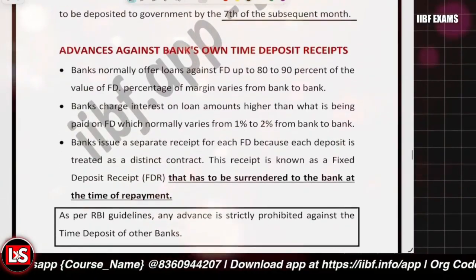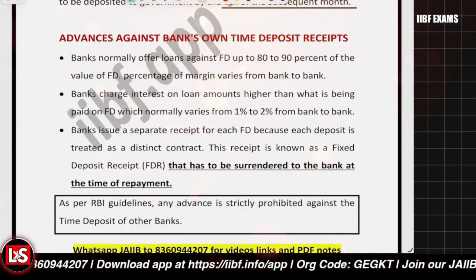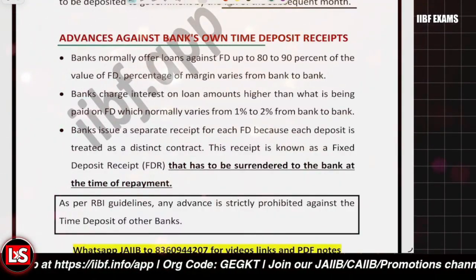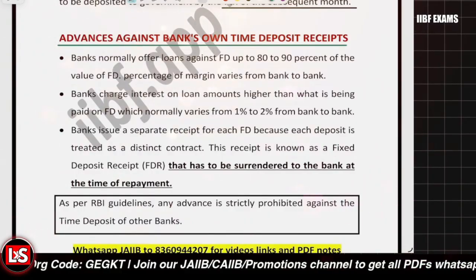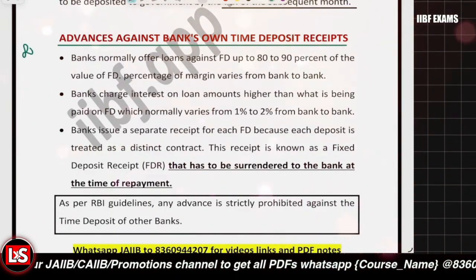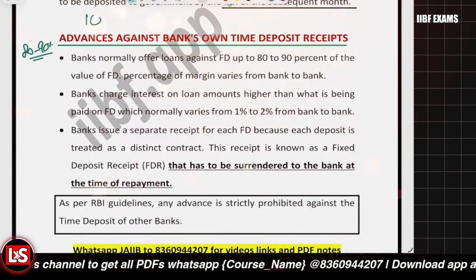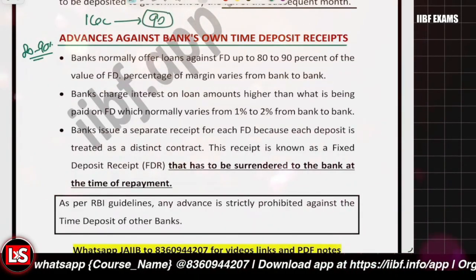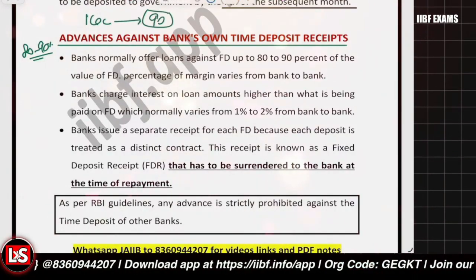Then it's related to advances against the bank's own time deposit receipt. Now see, an advance can be given, but only against your own time deposit receipt, not against other banks' receipts. And what is the quantum that can be financed? It is 80 to 90%. Means, let's say if your FDR is 1 lakh rupees, you can take a demand loan of 90,000 rupees against it. Right? And the margin basically varies from bank to bank.